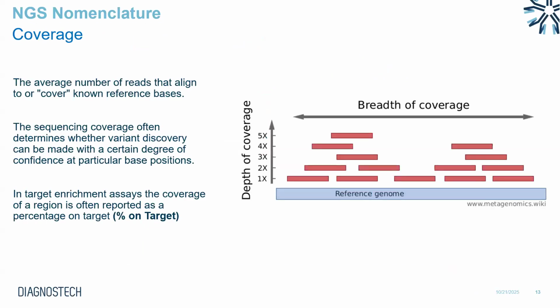Then we have coverage. Coverage is the average number of reads that align to or cover the known reference bases. The sequencing coverage often determines whether variant discovery can be made with a certain degree of confidence at particular base positions. In a target enrichment assay, the coverage of a region is often reported as a percentage on target.